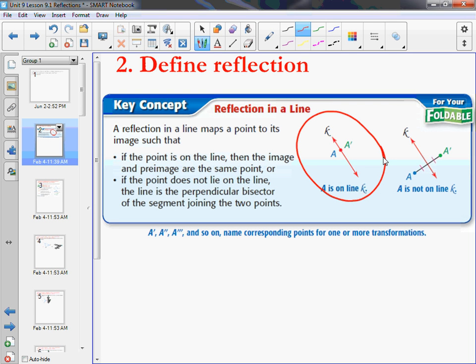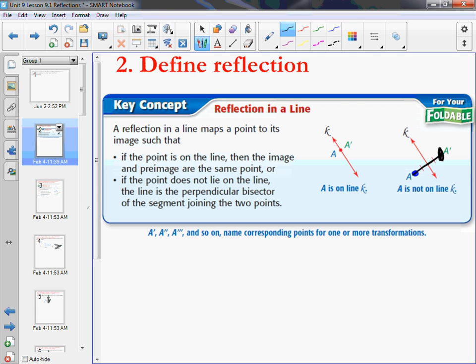Okay? Next, if a point does not lie on the line, and obviously this is where we're going to spend most of our time, then the line, meaning the line of reflection, is the perpendicular bisector of the segment joining the two points, joining the pre-image and the image, the old point and the new point. So if we look at this second figure here, we start with point A right here. K is the line of reflection. So A is going to be reflected and become A prime, or point A is the old figure, point A prime is the new figure. A is the pre-image, A prime is the image. So there must be a segment that connects the old point and the new point. And that segment is drawn so that it is perpendicular to the line of reflection and it gets bisected by the line of reflection. Okay?